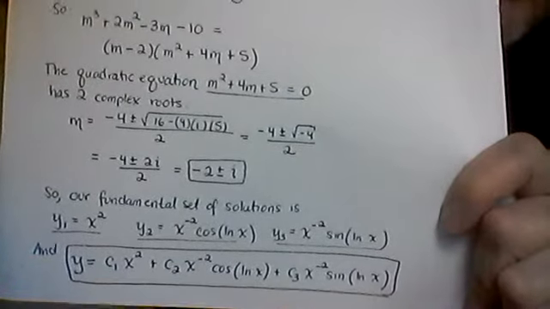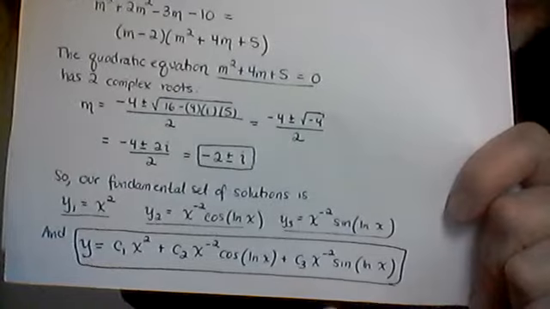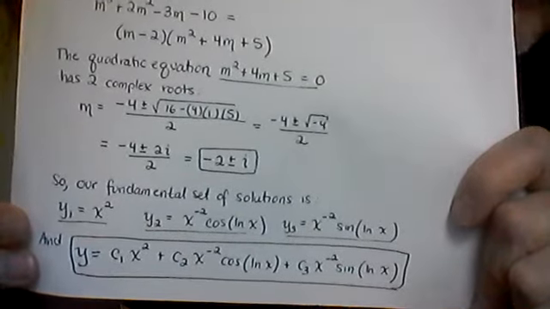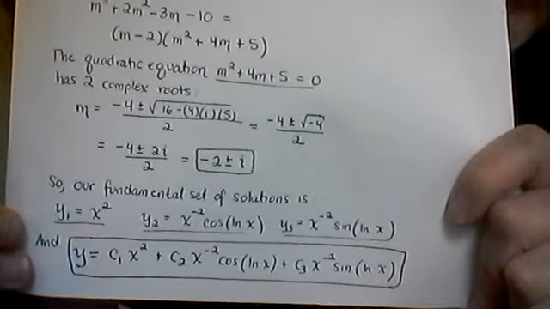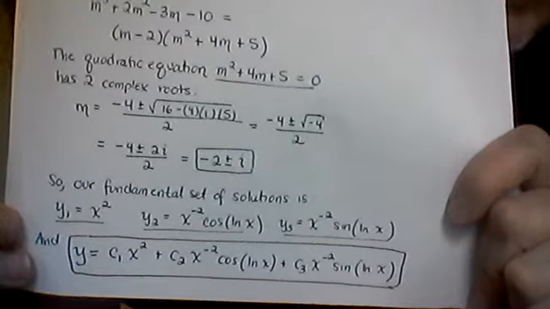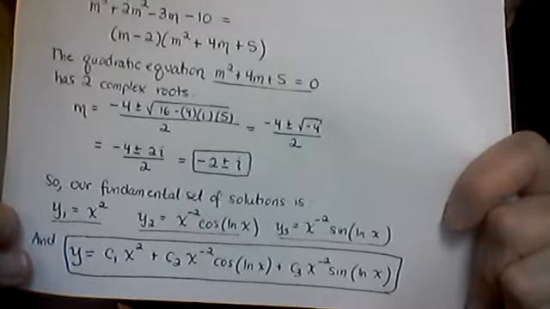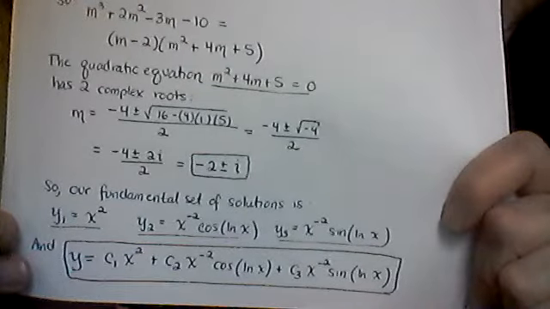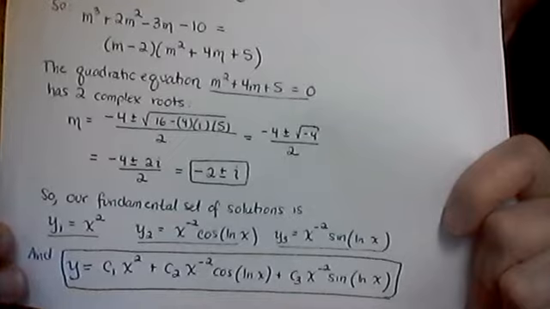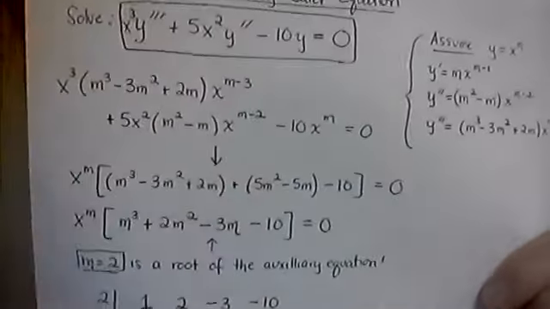That's our fundamental set. Then we form our solution to the homogeneous equation as a linear combination of those three functions: C1 times x squared plus C2 times x to the minus 2 times cosine of log x plus C3 times x to the minus 2 times the sine of log x. And that will be our solution to the cubic Cauchy-Euler equation that we started with.